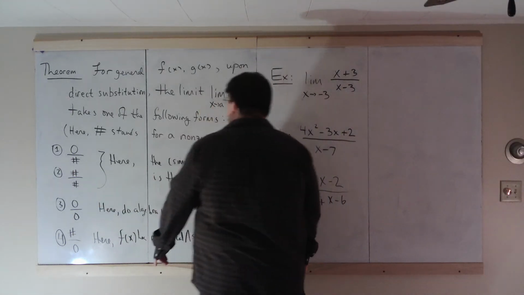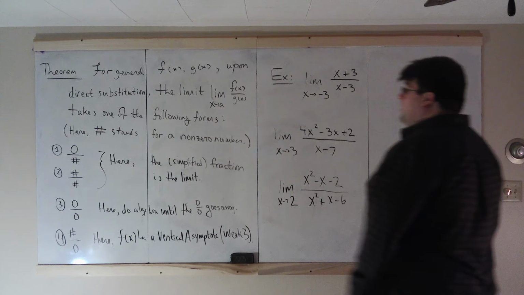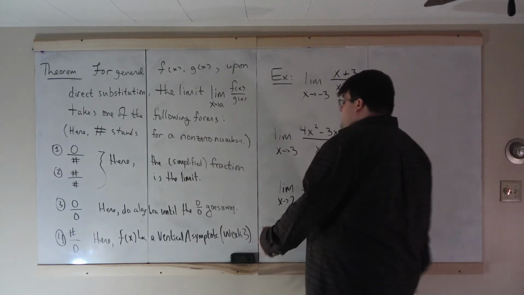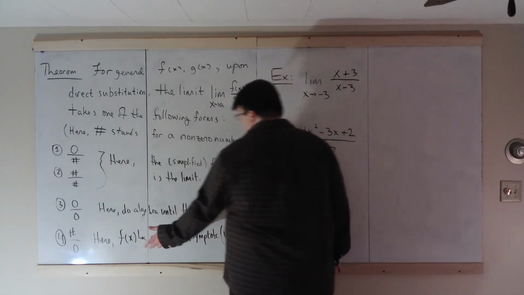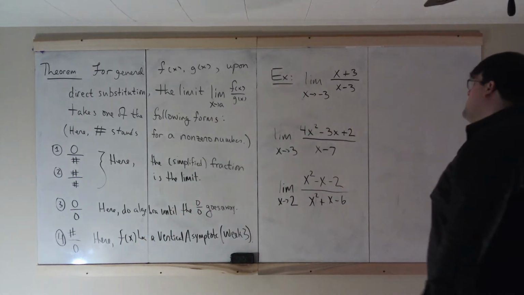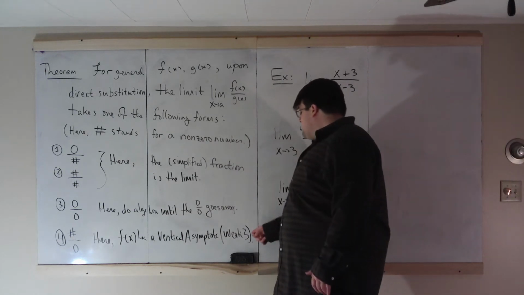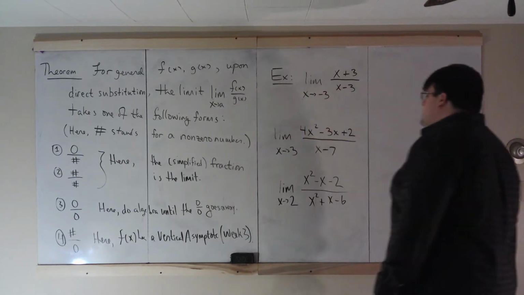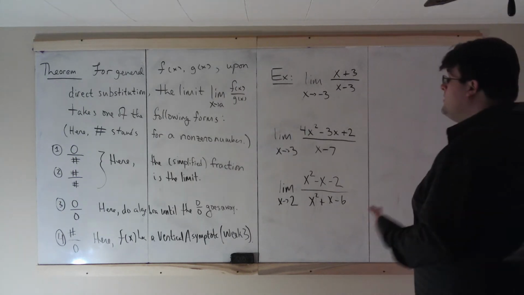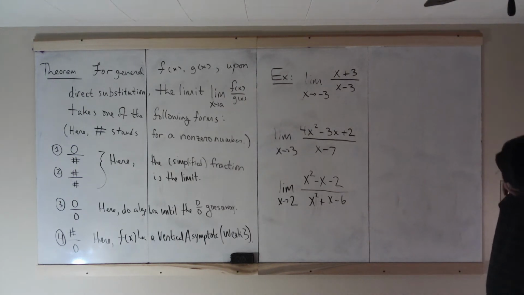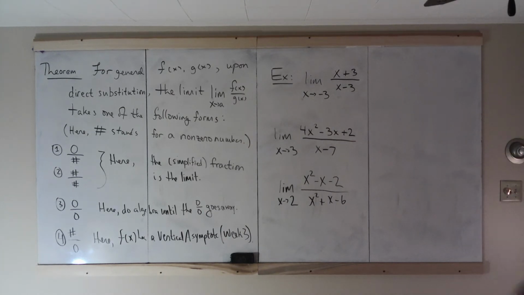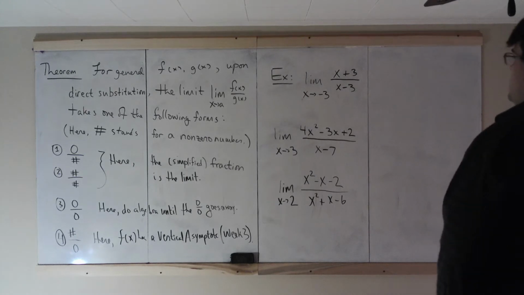Or also, upon direct substitution, you could get case 4, where you get a non-zero number over a 0. In this case, the function will have a vertical asymptote at x equals a. And we're going to talk about vertical asymptotes in week 3. So the analysis of case 4, we're going to push off until week 3. But for now, let's look at these first 3 cases.